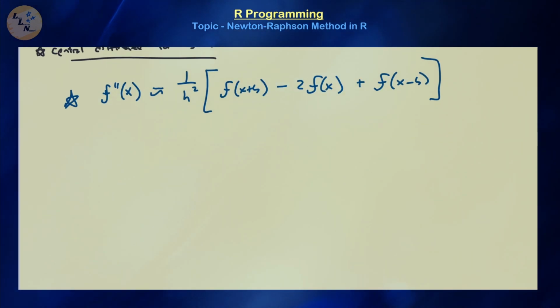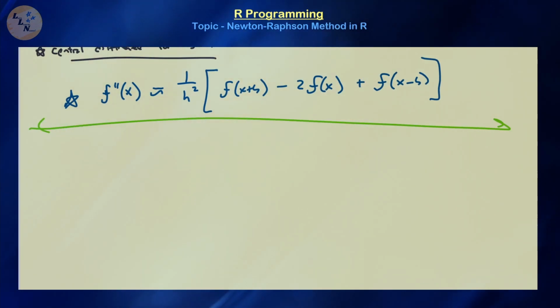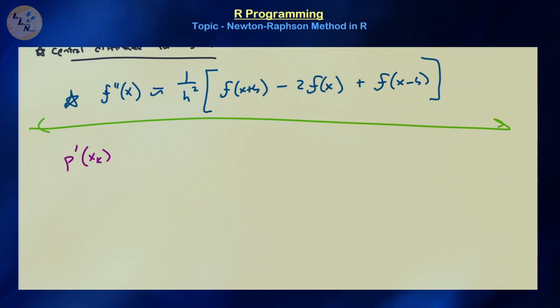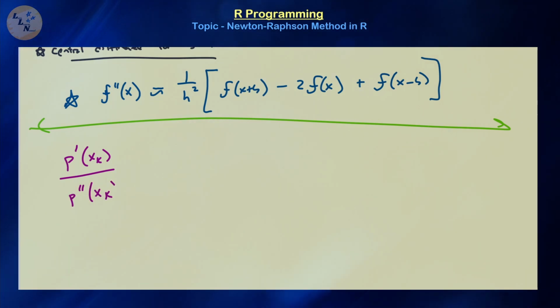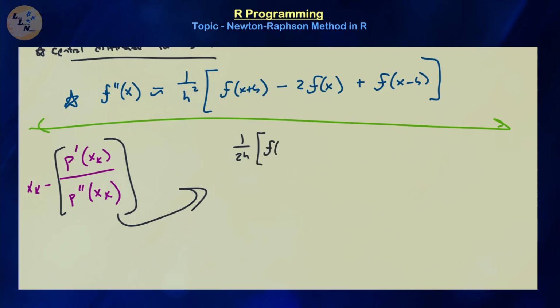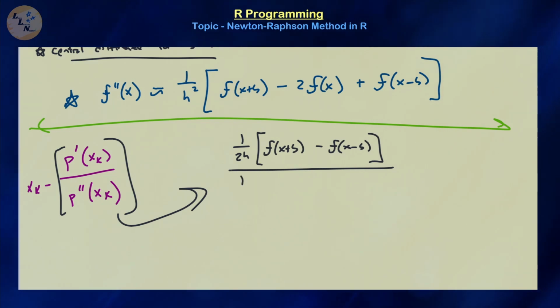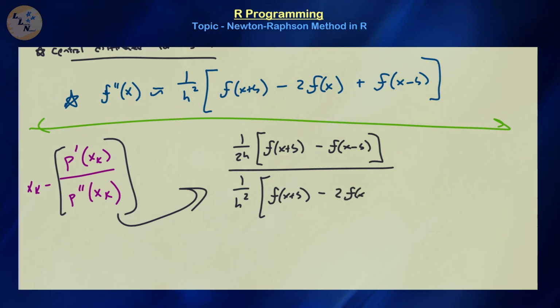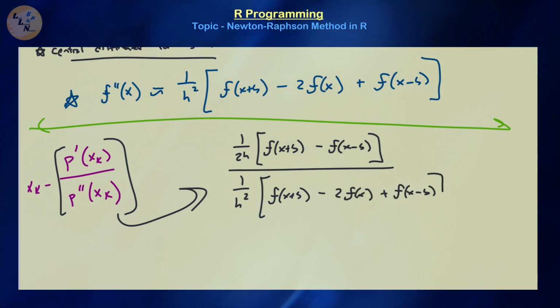Now let's switch this into our Newton-Raphson setup. So remember, what we're going to be interested in is the expression p prime of xk divided by p double prime of xk, right? Because remember, we're going to have an xk minus this expression. So what is that expression going to be equal to? Let's do the math out. That's going to be equal to 1 over 2h of f of x plus h minus f of x minus h, all over 1 divided by h squared of f of x plus h minus 2 f of x plus f of x minus h.